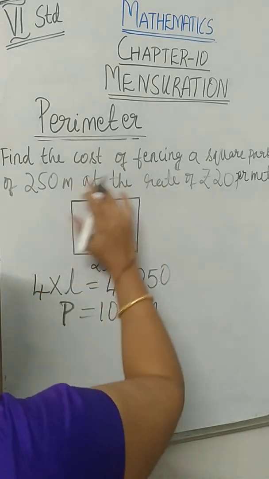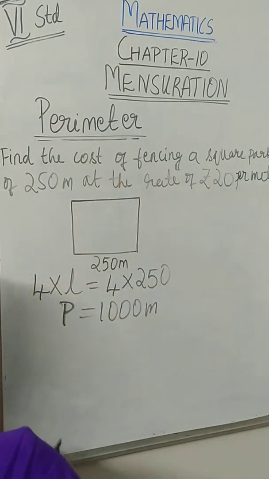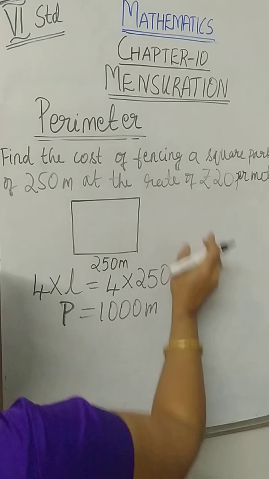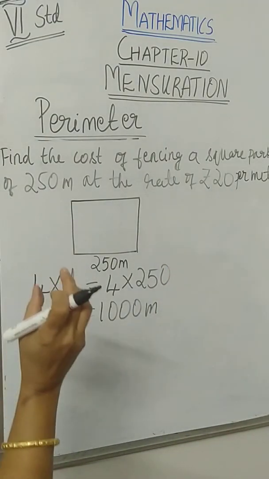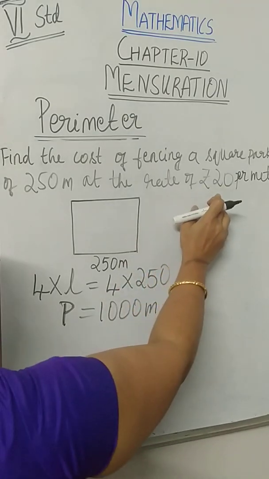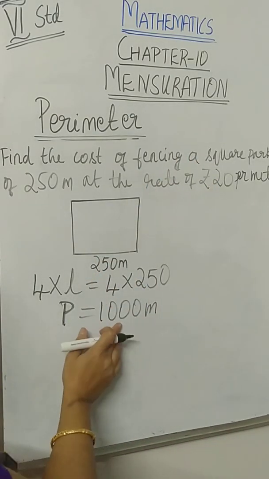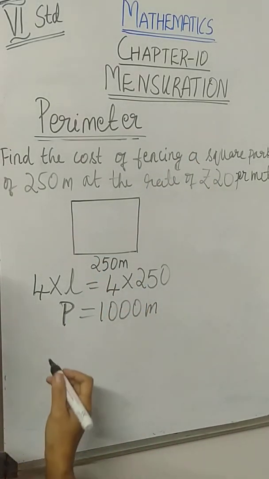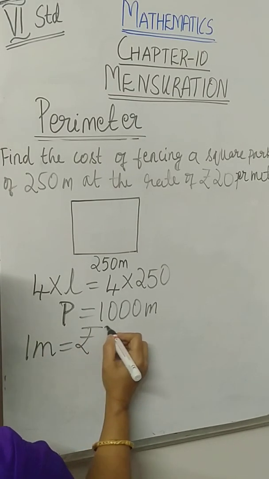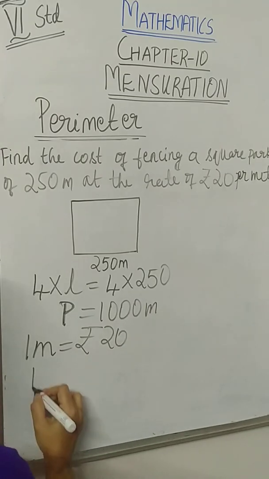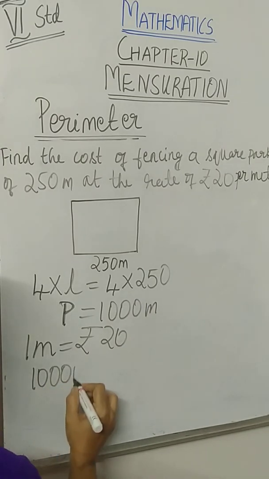Now we have to calculate the rate cost. How much it will cost if you have to fence this square park. What is the rate? It is 20 per meter. Per meter, for 1 meter what is the cost? 20 rupees. So how much is the cost for 1000 meter? Let us calculate. For 1 meter it is rupees 20. So for 1000 meter, how much it will be?